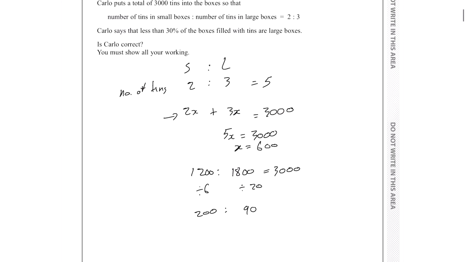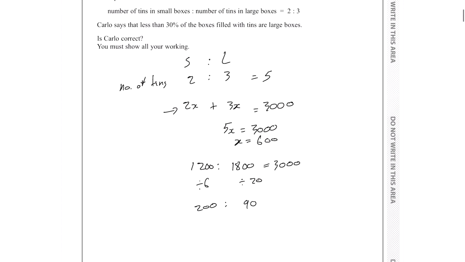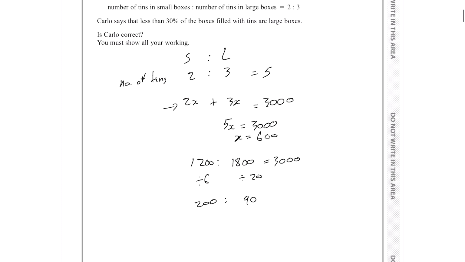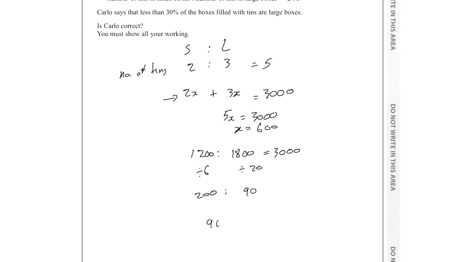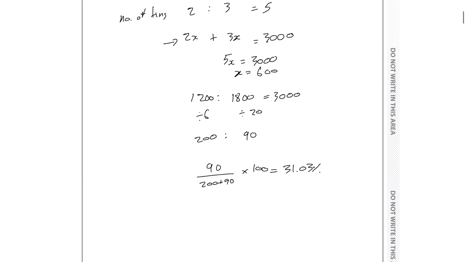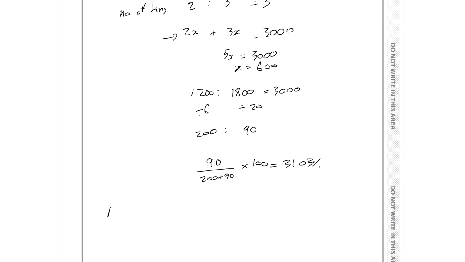Now the question is asking if less than 30% of the boxes are large. So large is going to be 90 out of a total of 200 plus 90. Times that by 100 since it's a percentage. Type that into your calculator and you get 31.03. So he's not correct. So we're going to write a little statement that says no. More than 30% of the boxes filled with tins are large.